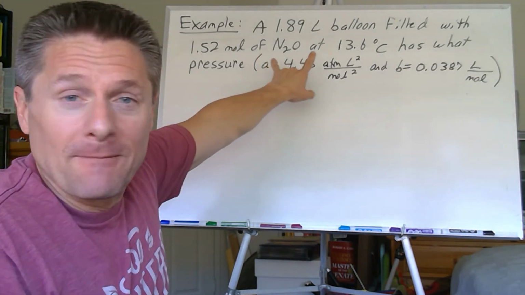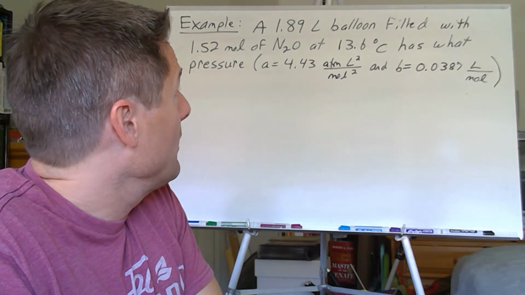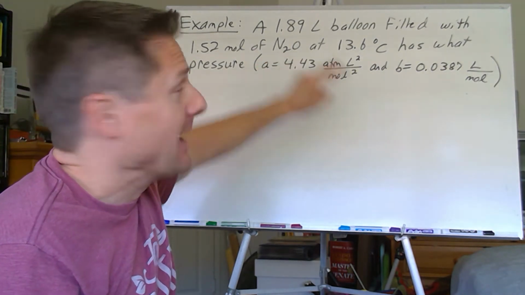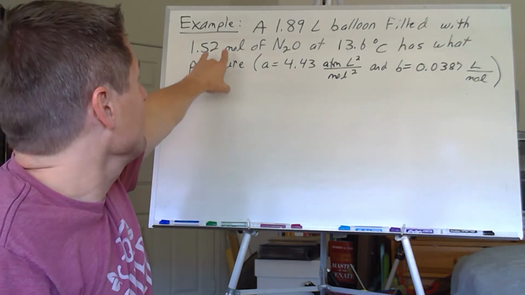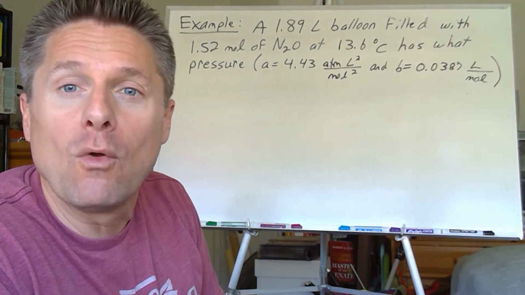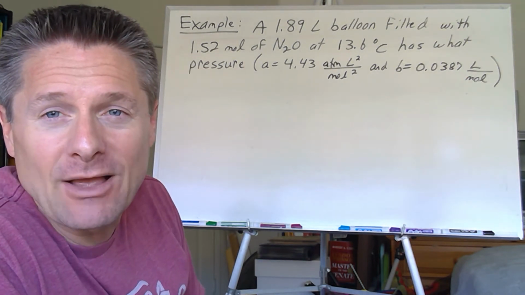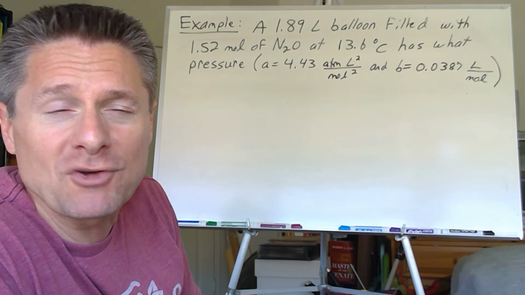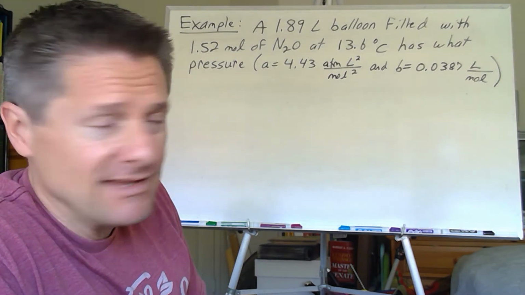Let's do an example here. Let's say we have a 1.89 liter balloon and we fill it with some N2O, a little nitrous, a little laughing gas. And we put 1.52 moles of laughing gas in there at 13.6 degrees Celsius. It's a little colder than room temperature, right? What is the pressure of that?